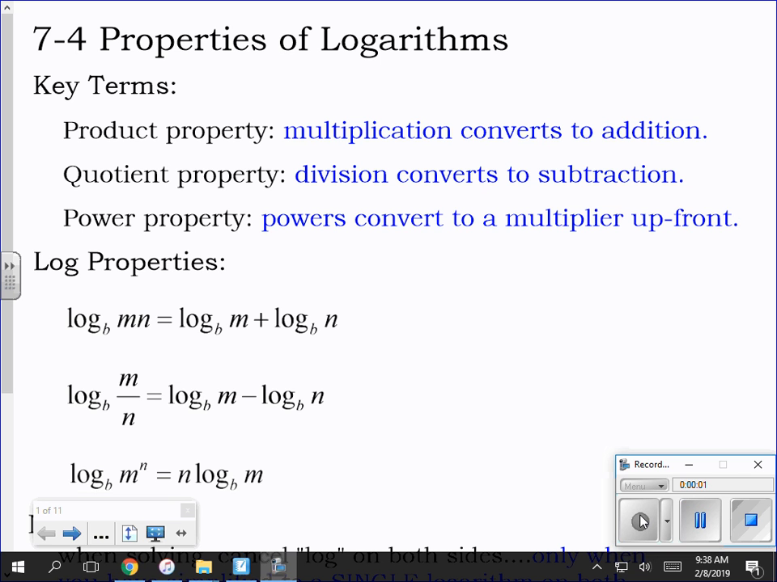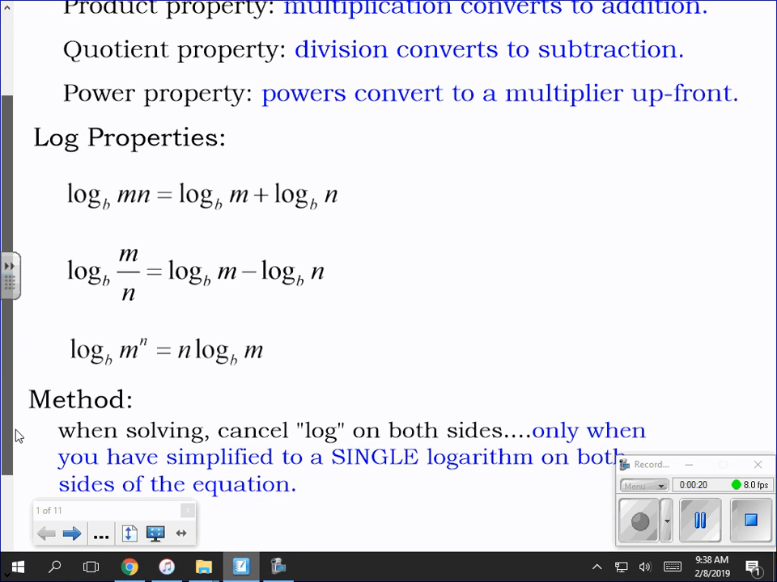So we're doing the properties of logarithms today, and we will be solving some logarithm problems. The product property: multiplication converts to addition. Quotient: division converts to subtraction. Power property: powers convert to a multiplier up front. These are what those are saying.